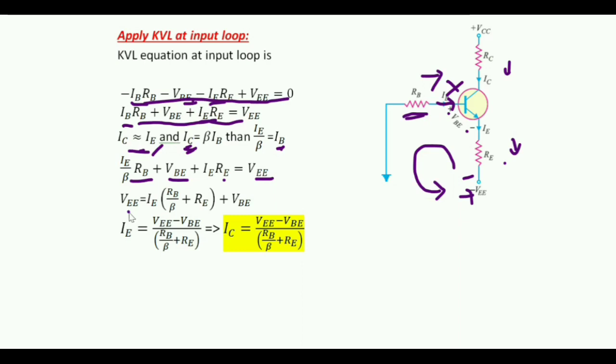If we simplify it further, we get VEE is equal to IE into (RB by beta plus RE) plus VBE, and then IE is equal to (VEE minus VBE) by (RB by beta plus RE). This is the emitter current equation, and from it we get the collector current equation, IC is equal to (VEE minus VBE) by (RB by beta plus RE). This is the collector current equation of an emitter biasing circuit.